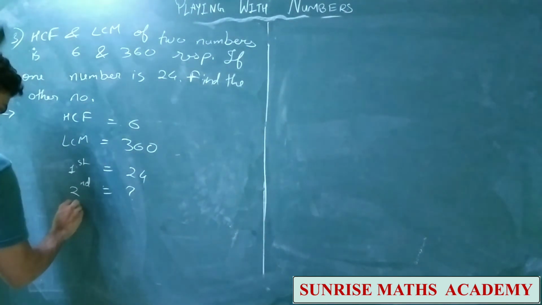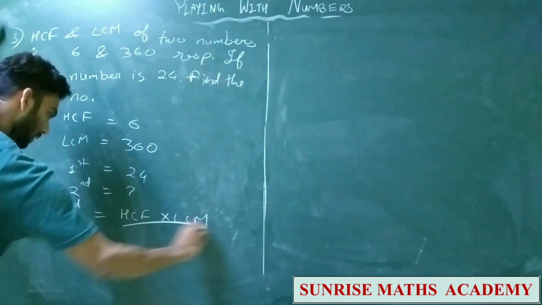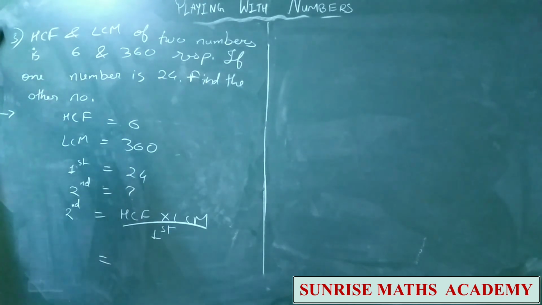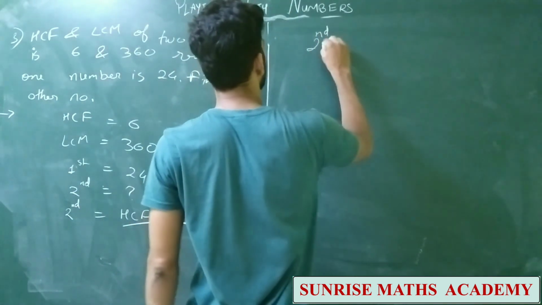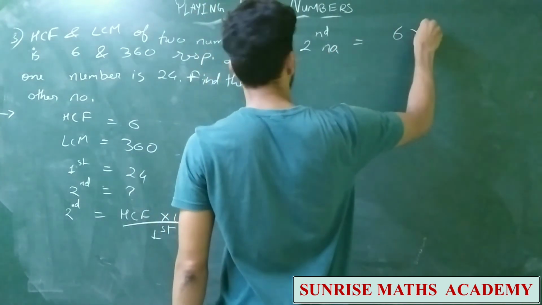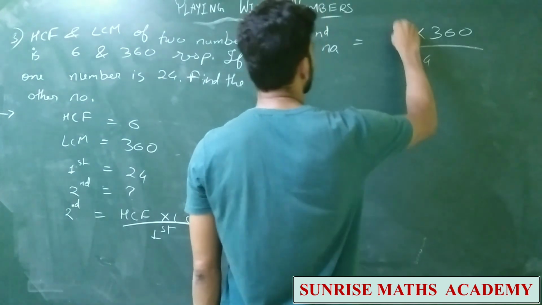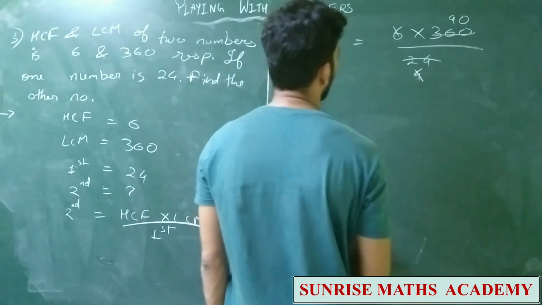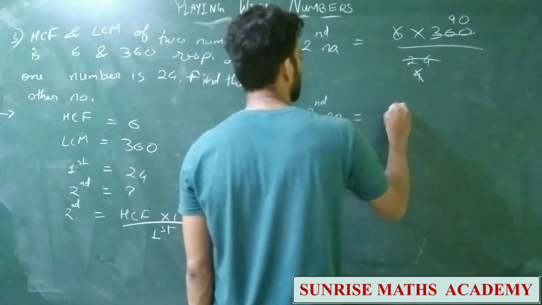Second number is HCF into LCM upon the first number. HCF is 6, LCM is 360. First number is 24. 6 into 360 divided by 24, 6 1 the 6, 4 9 are 36, so 4 into 9 is 36. So second number is 9.